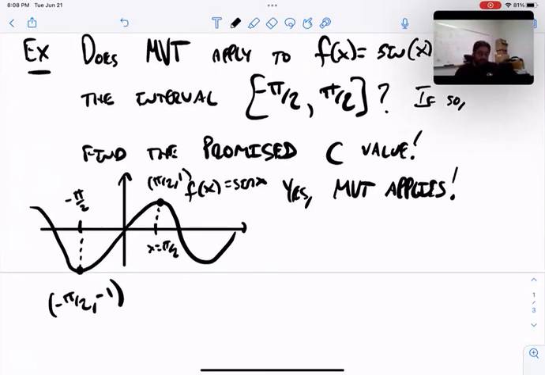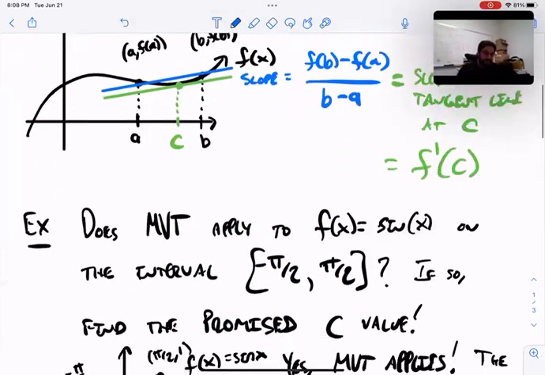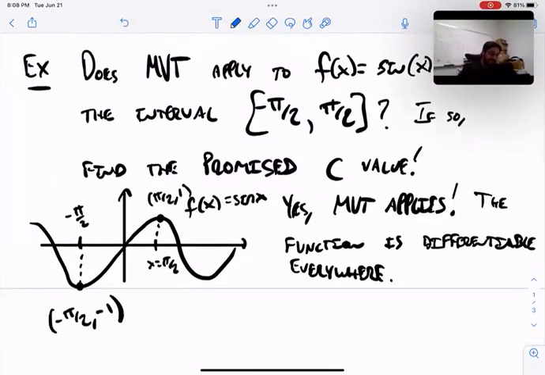So yes, it applies because sine of x is continuous and in fact differentiable everywhere. In particular, it's differentiable on the closed interval minus pi over 2 to pi over 2. We have no vertical tangents, no corners or cusps, none of the things that make functions fail to be differentiable. We don't have that happening here. So what I want to look for now is the slope, the c that we are promised.